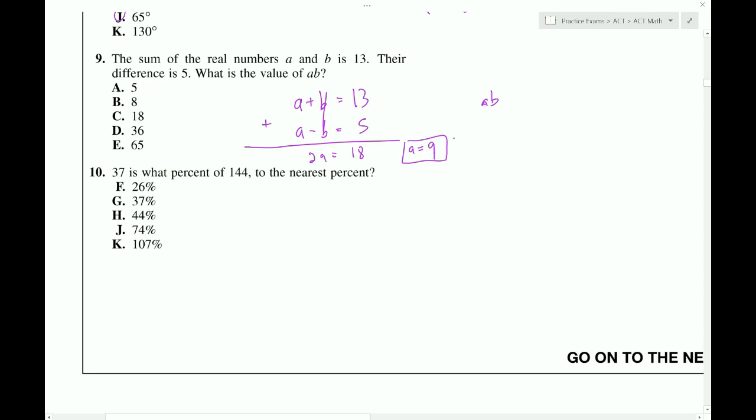Alright. Then when I plug back into the original equation, we get 9 plus b is 13. Subtract 9, we get b is equal to 4. So the question is asking for a times b, so 9 times 4 is 36.